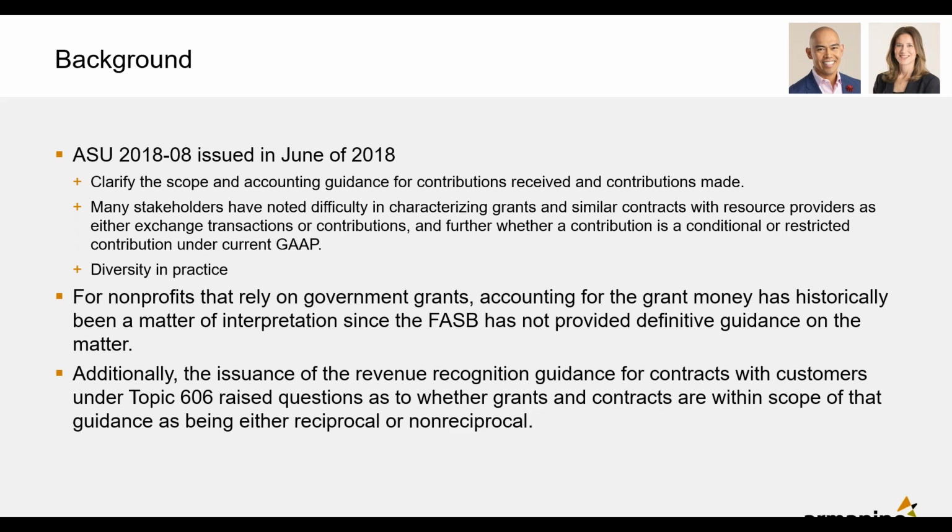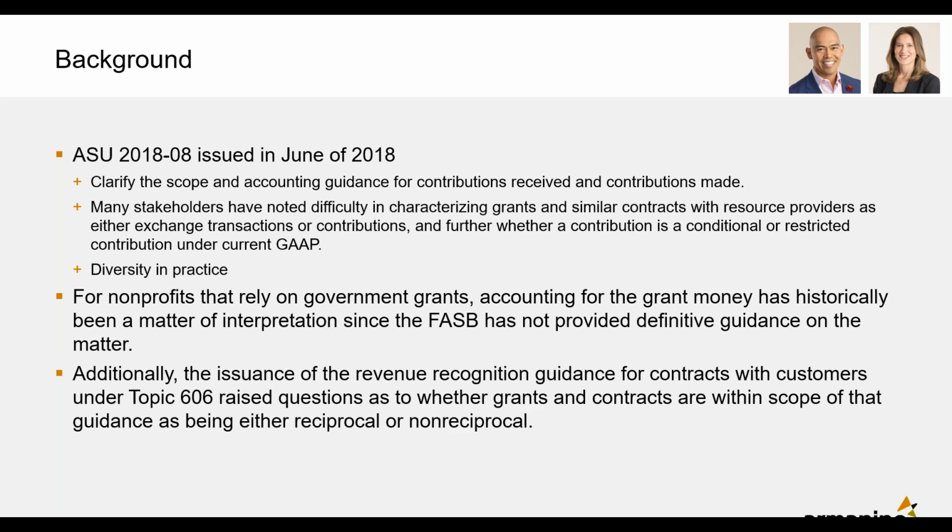And so really, why did this standard come out? Well, it's because there's been difficulty all along in characterizing grants and contracts in the existing FASB guidance. So there's always been an issue across nonprofit organizations and diversity in practice in the application of current GAAP. And then what's happened recently also, you all recall that the revenue recognition standards for contracts with customers was issued a few years ago in 2014.